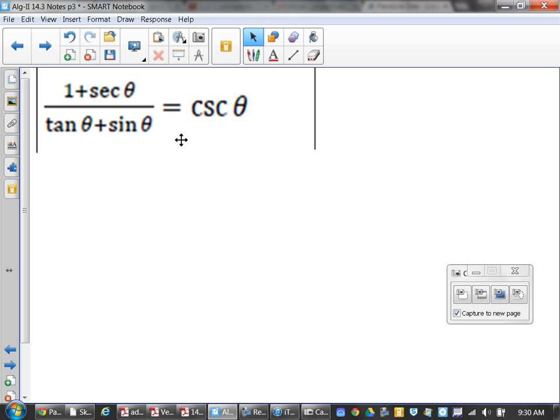When you see something like this, it's not of the type that you could do the conjugate. Conjugates more often than not happen when you've got just an addition problem in the denominator and just a single part up top. Here you've got addition in both numerator and denominator. When you see something like that, a lot of times your best bet is to go common denominator.